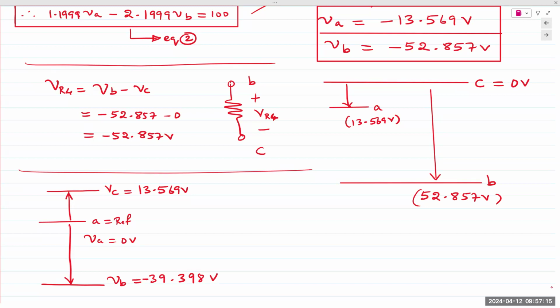No. So it does not matter which node we choose as reference. Same thing here. If you choose A as the reference, values would be different. For the resistor voltages, the levels between the three nodes remain exactly the same as what we obtained over there. That doesn't change.